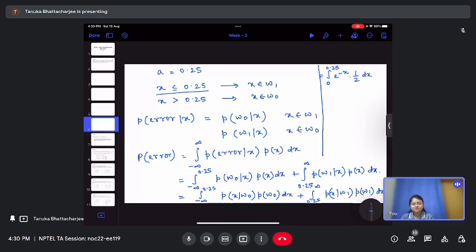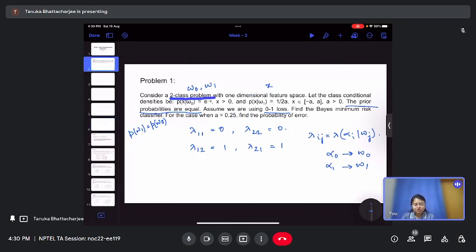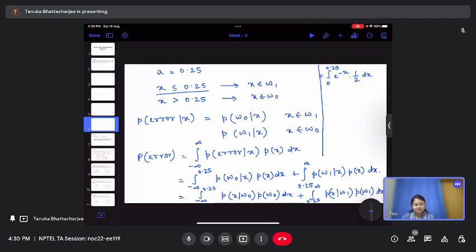Now for the next term, 0.25 to infinity, we have this. Now 0.25 is basically the a value. So a to infinity, we have probability of x given omega 1 into p of omega 1. Now probability of x given omega 1 is defined for minus a to a. Above that it is 0. So we do not need to consider this term. So this will simply become this, and this will be the final probability of error.